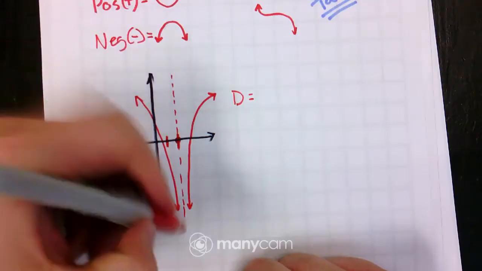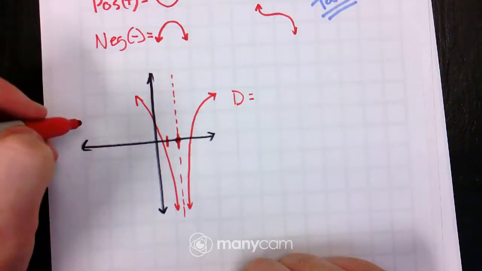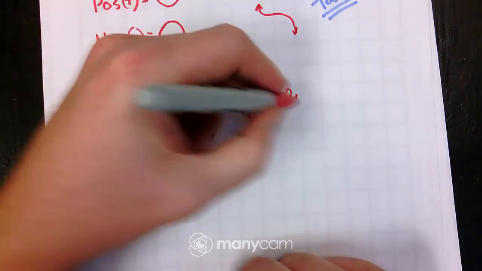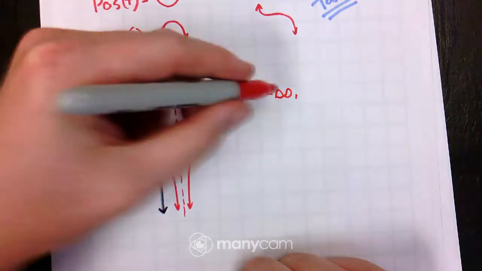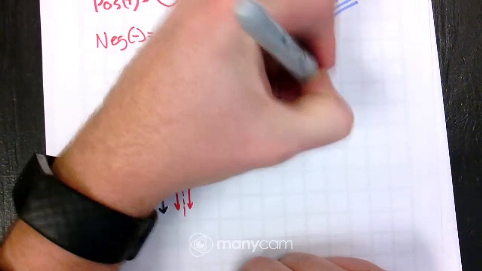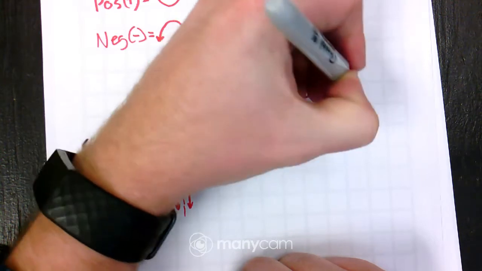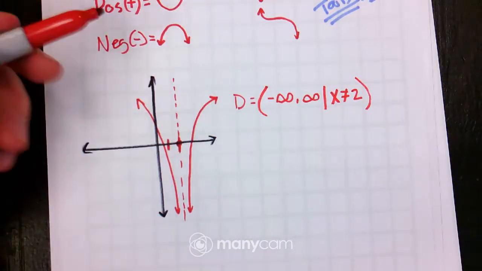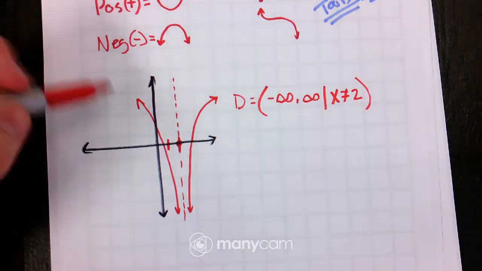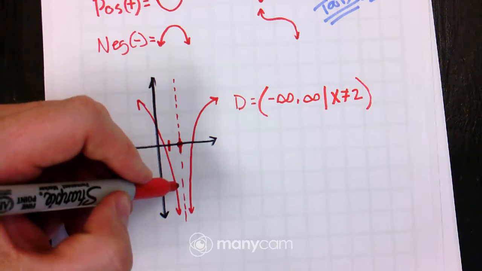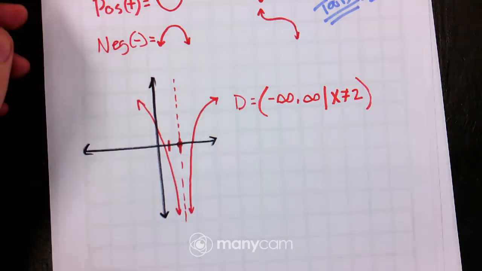What's my domain? All my negative, I can go where in this direction? Negative infinity to what? Positive infinity, but x cannot equal 2. Okay? There's multiple ways to write that. For me, that's the easiest way. Or you can do the union of negative infinity to 2, and then 2 to infinity, not including 2.